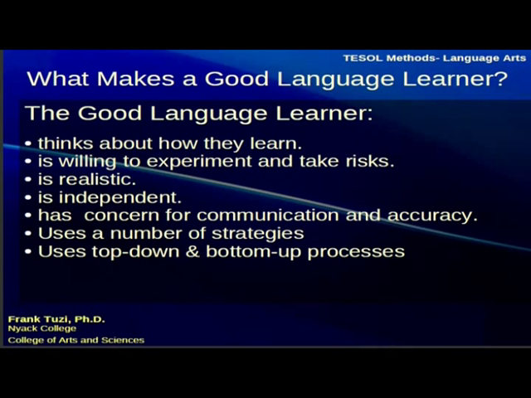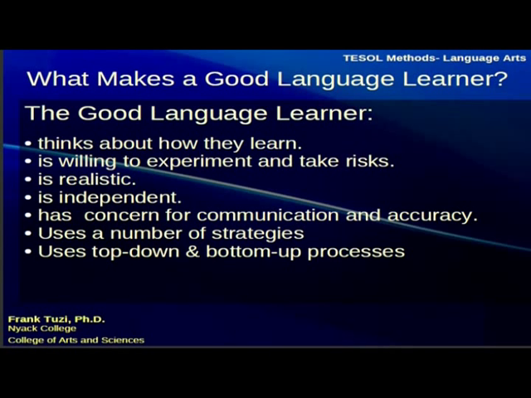Good language learners are realistic. They're going to understand that there are times that they're not going to understand something. They're going to recognize that they can't do something at some point. They're going to try, but they're going to be able to see what the value is of what they're doing. They're not going to be dreaming, oh, I'm going to be able to learn 1,000 words in a week.